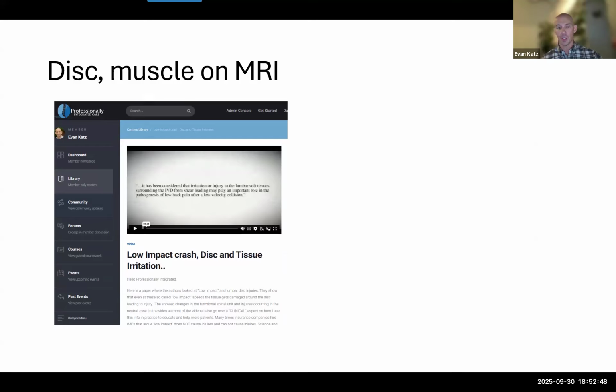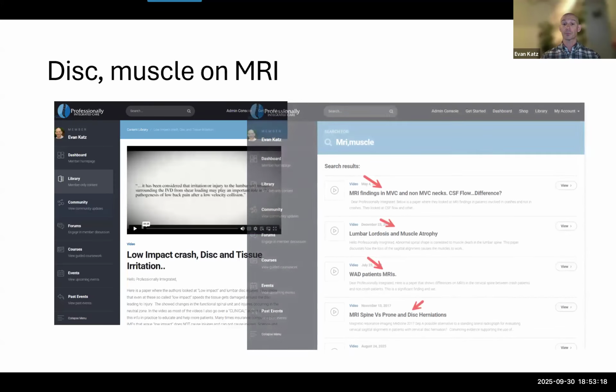Well, I'm not going to go through another video. Very similar. But when you're sending a patient for images, make sure your notes reflect what the image showed, not just some radiology report, not just an MRI. Oh, here's from causation. Here's right from the site. Here's low impact crash, disc, and tissue irritation. Look what it says. Copy and paste one or two of the sentences from it. We know that crashes have been shown to cause damage to the disc and tissue irritation.